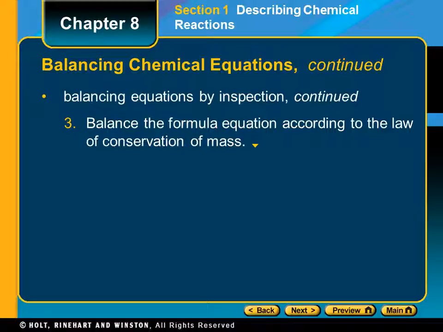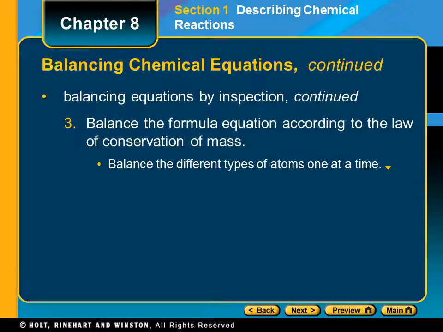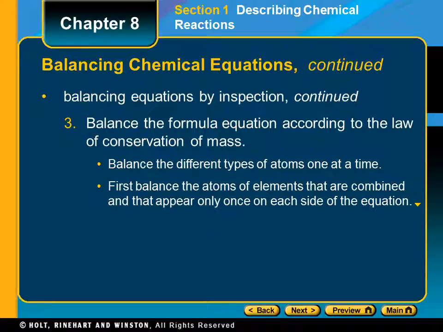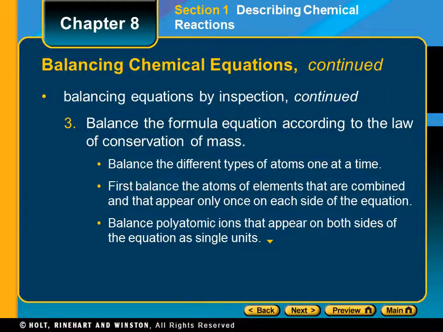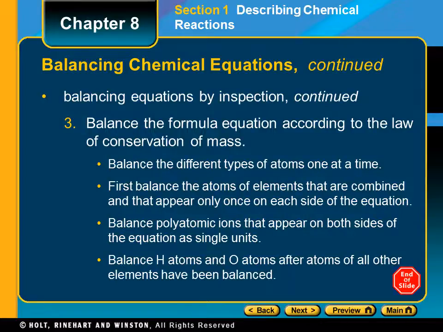Balance the formula equation according to the law of conservation of mass. Balance different types of atoms one at a time. First, balance the atoms of elements that are combined and that appear only once on each side of the equation. Balance polyatomic ions that appear on both sides of the equation as single units. Balance hydrogen atoms and oxygen atoms after atoms of all other elements have been balanced.